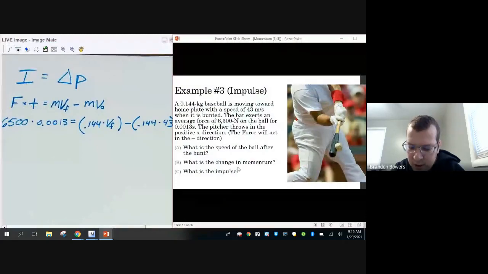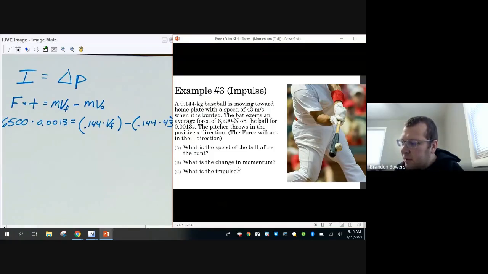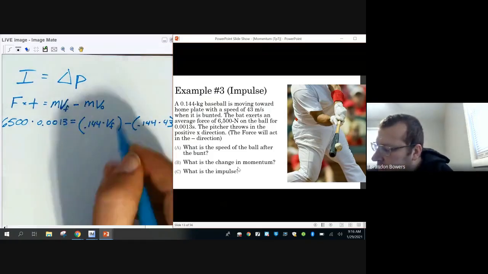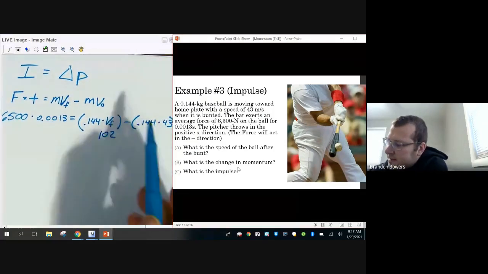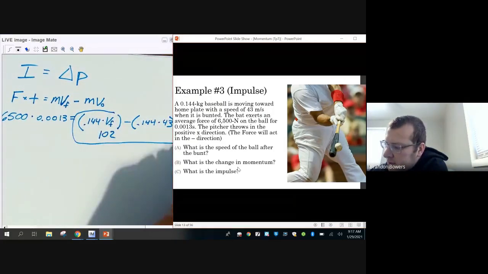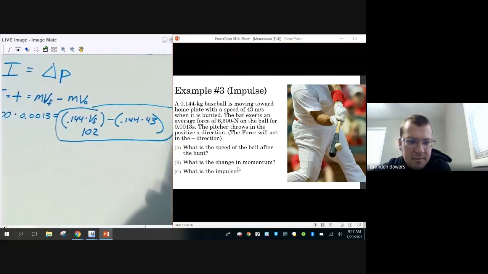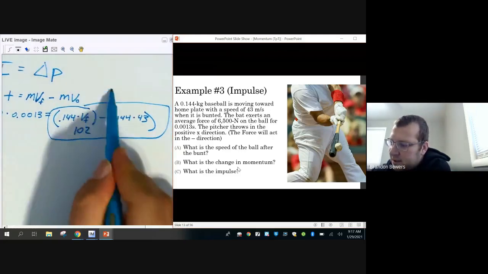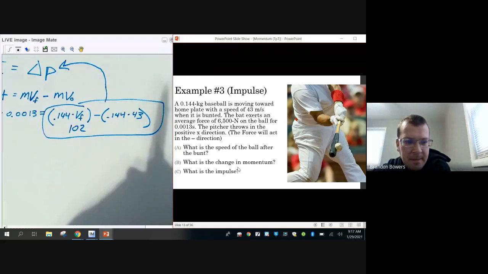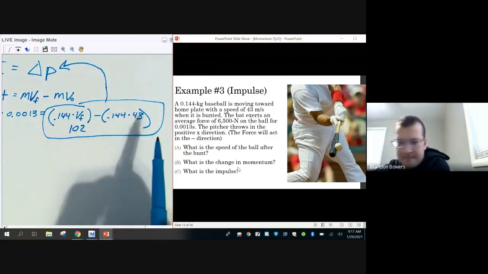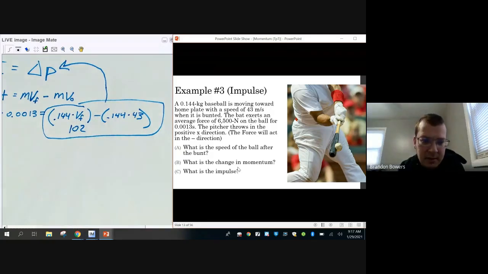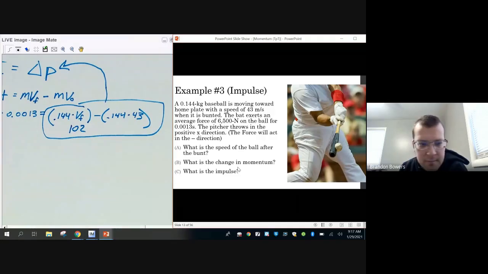All right. What is the change in momentum? Well, if we know our final velocity is 102, all of this is equal to our change in momentum, right? All of this is my change in momentum. So all you've got to do for part B is answer that. Part B, you're going to answer that. So put 144.